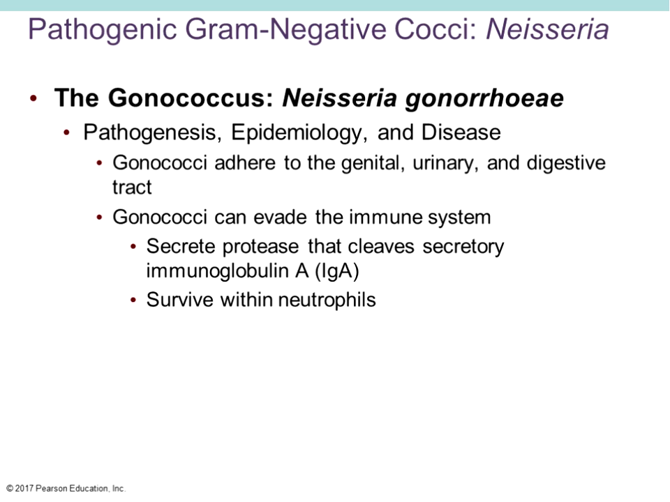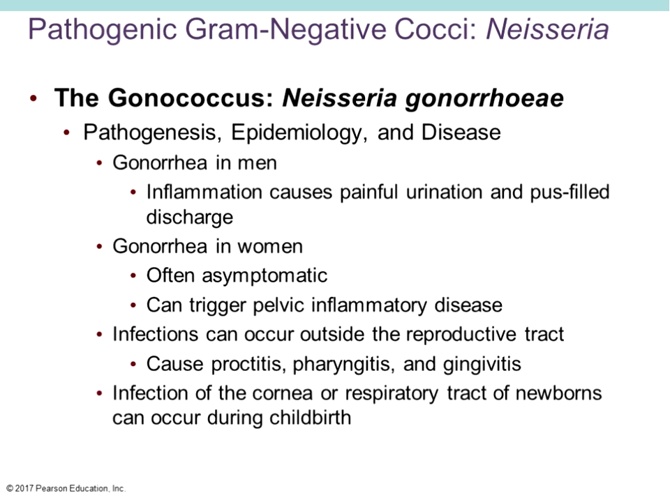So the gonococci adhere to the genital, urinary, and digestive tract. They can evade the immune system. The ways they can evade the immune system is that, A, they have a capsule around them. Also, they can secrete what are called proteases, or these special proteins that can actually break down the immunoglobulin IgA, or that antibody. And because of the capsule, remember, that's how they can survive within the neutrophils. It evades that lysosome vacuole complex.